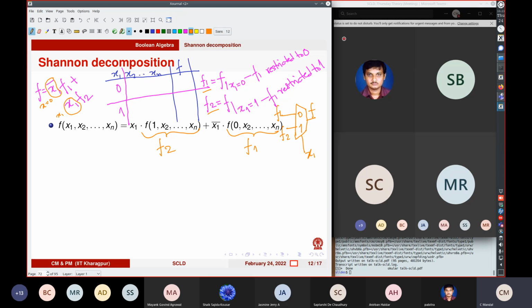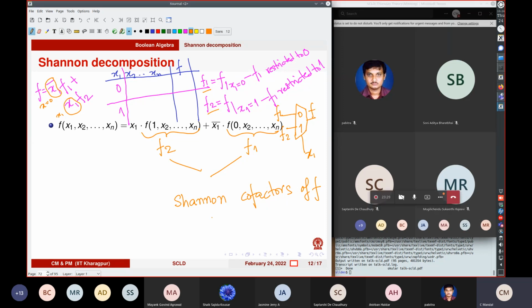So this is the idea of Shannon decomposition, and this can be carried out recursively. These are also called Shannon cofactors.